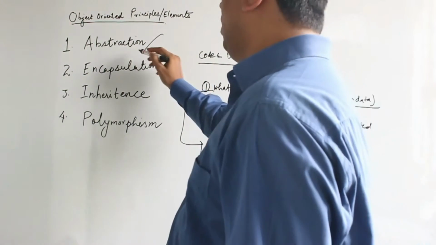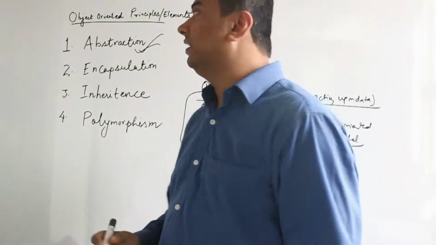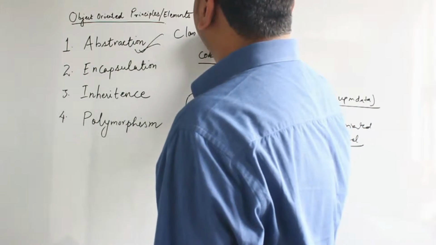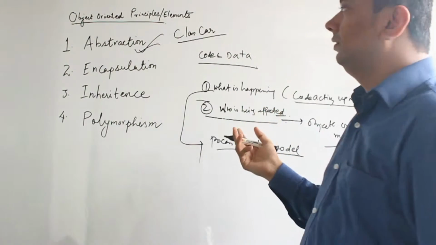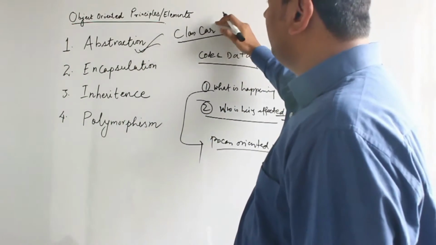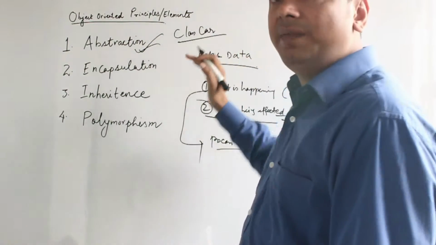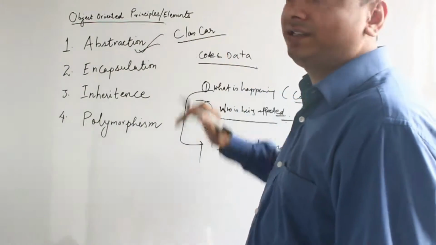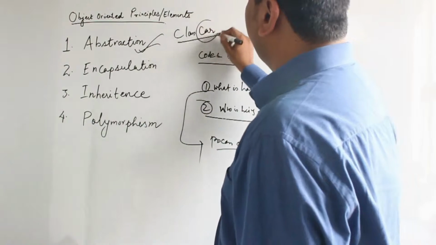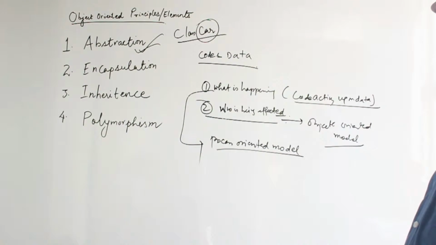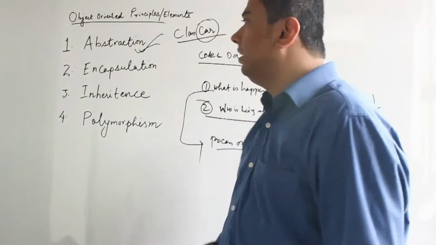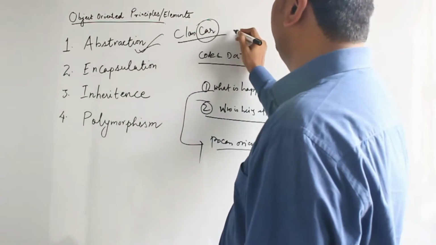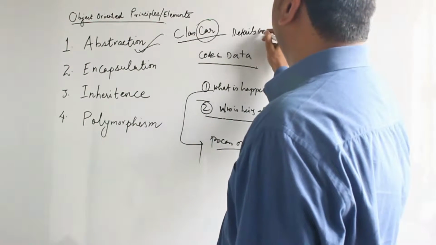So how do we achieve abstraction in Java programming? We just say it's a class car. I don't know much detail about the internal details of this car, so I'm hiding the data, I'm hiding the details while making the abstraction. Currently this is abstract. I don't know much detail of this car. So in abstraction, details are hidden.